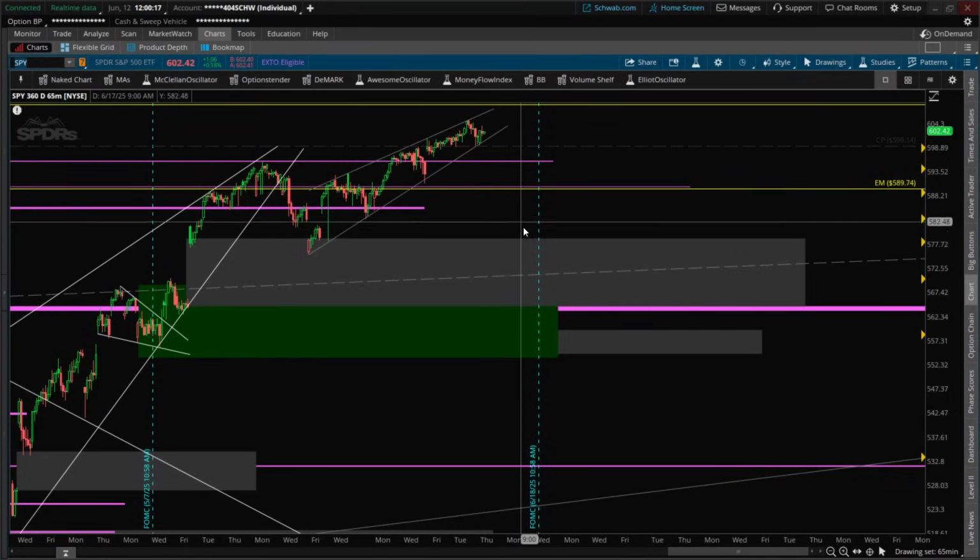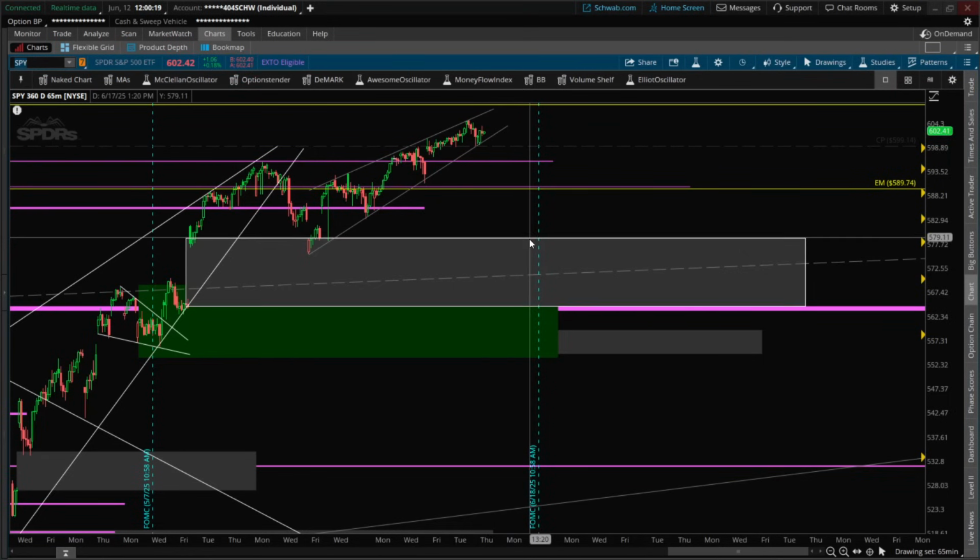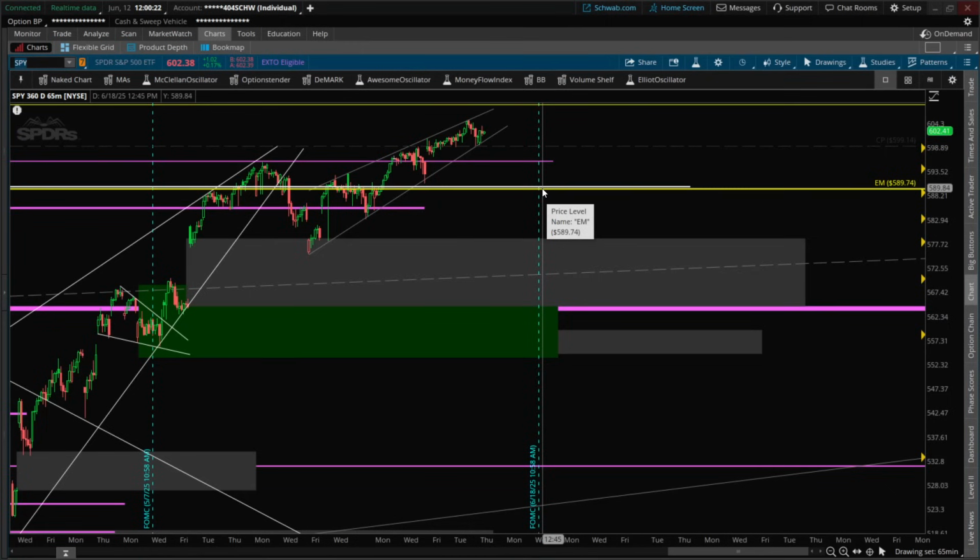Okay, so going into next week, this could test the gap and go higher. And like I said, the VIX would go higher and then make a higher low and continue. And that would be the same thing that would happen here.